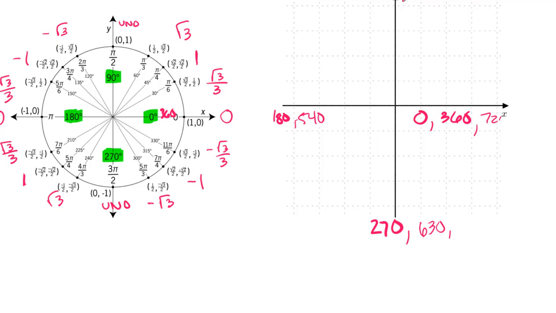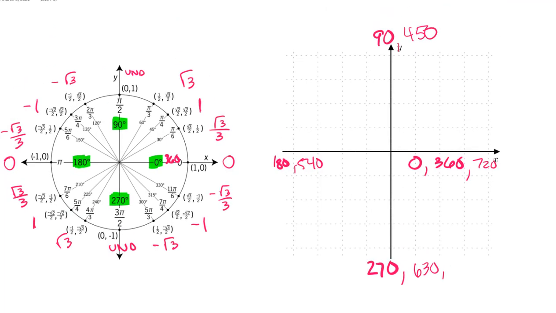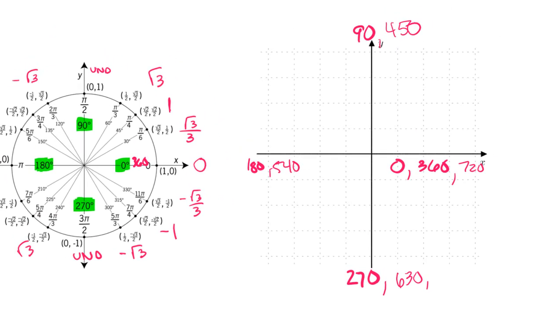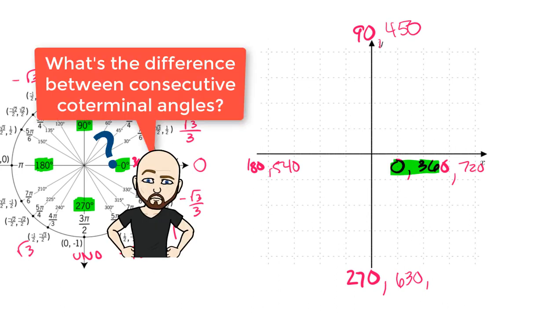Now here's one of the patterns that I want you guys to pick up on. Check this out. Between these two numbers, 0 and 360, what's the difference between those? Think about that for a moment. And then take a look at 90 and 450. What's the difference between those? And then take a look at 180 and 540. What's their difference? And 270 and 630. What is their difference? And then also, if I kept it going, what about 360 and 720? What's their difference?